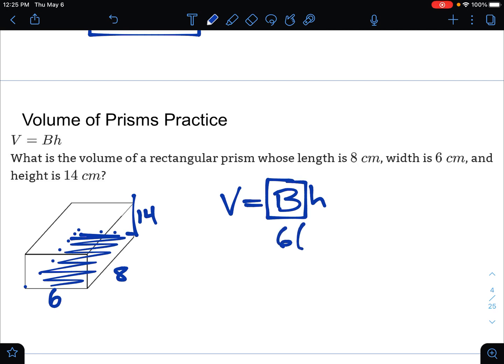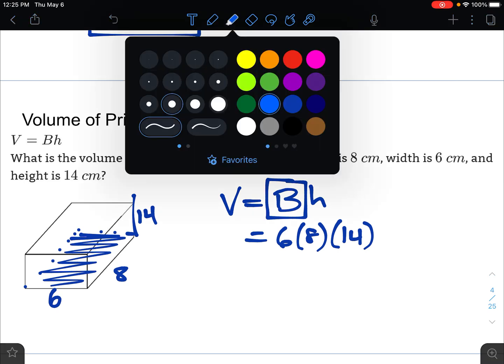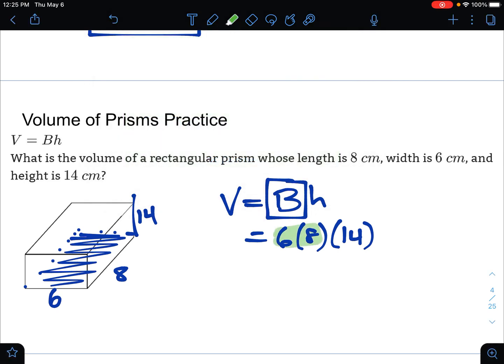So the area of the base would be 6 times 8. And then the height would be 14. So this part here is the area of the base, because it's the area of the rectangle. And then we just simply multiply those three numbers together. And when you do that, you get your answer, which is 672 centimeters cubed.